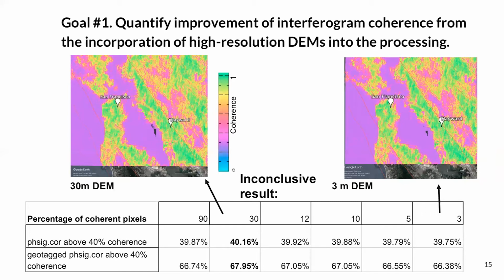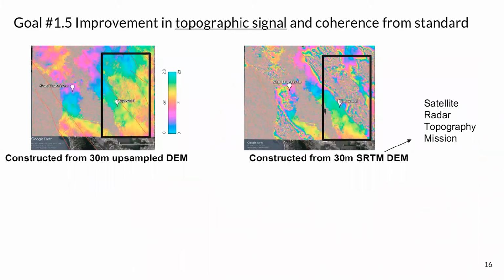Along the way to getting these results, we found a really big difference between these images here and the standard that's provided along with ISCE processing. So on the left, we have an interferogram from our upsampled DEM, and on the right, we have the standard, which is from the Shuttle Radar Topography Mission. And here we can see a pretty big difference in the topographic signal.